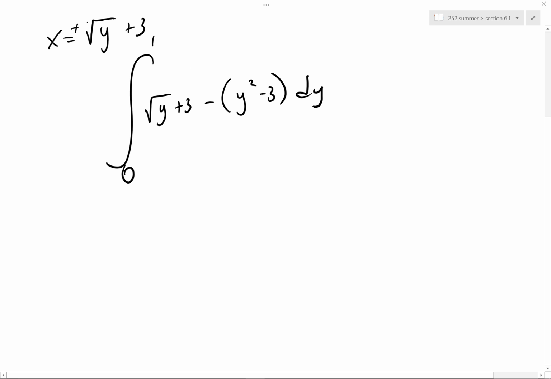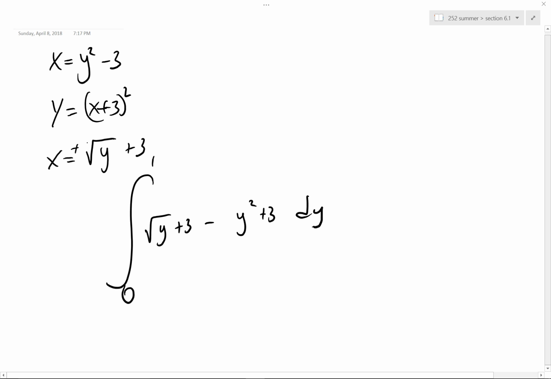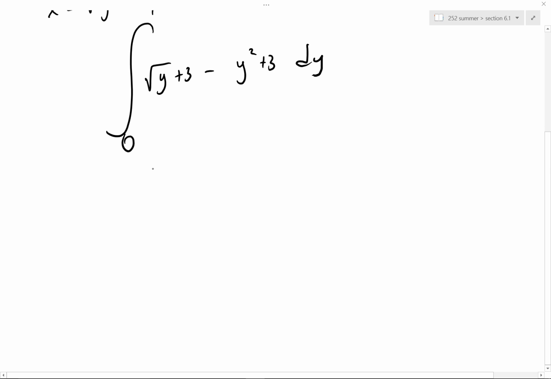But remember, we're finding the exact same area. It has to work out the same. So when I do this, let's distribute that negative through there. This will become positive there. Okay. Let's do this thing. And so then this is y to the 1/2. That's going to be y to the 3/2 times 2/3, plus 6y minus y cubed over 3 from 0 to 1.